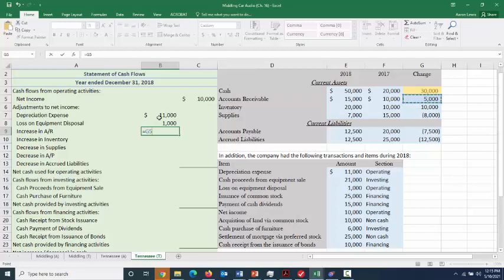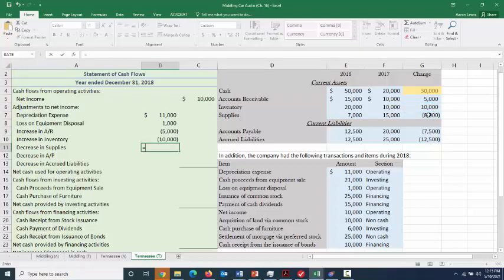Well, if our accounts receivable is going up, that means more of our customers are paying with credit as opposed to actually giving us cash, which means our cash flow has to be going down. We had an increase in inventory of $10,000 during the period. If our inventory increased by 10 grand, we must have bought more inventory, which means our cash flow has to be going down. Then we had a decrease in supplies of $8,000.